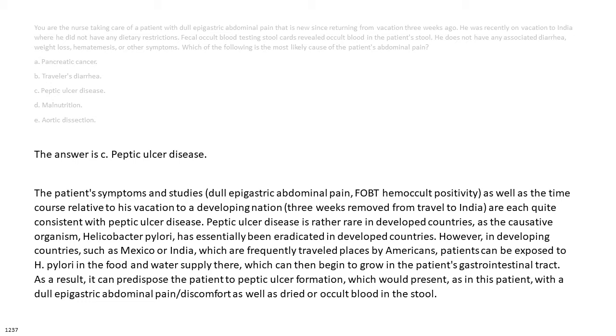can be exposed to H. pylori in the food and water supply there, which can then begin to grow in the patient's gastrointestinal tract. As a result, it can predispose the patient to peptic ulcer formation, which would present, as in this patient, with a dull epigastric abdominal pain, discomfort, as well as dried or occult blood in the stool.